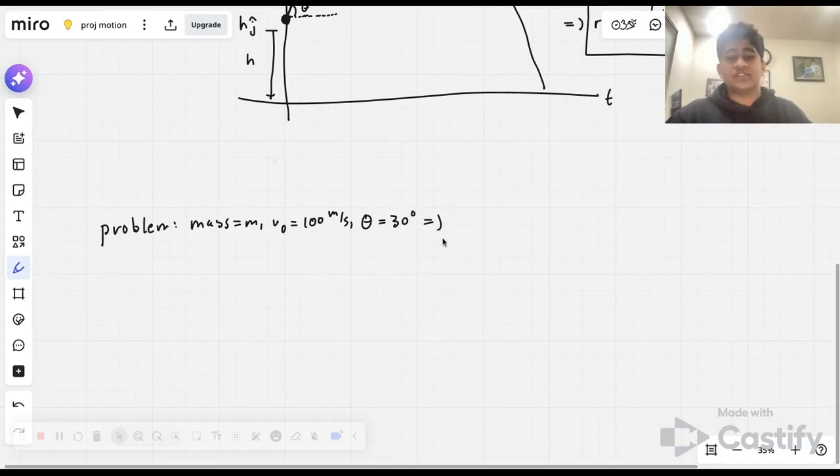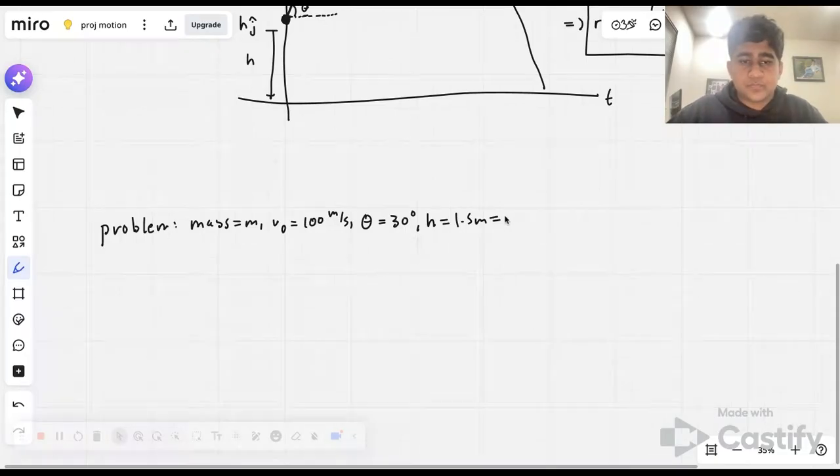And now I want to find some things. First, actually, let's define one more condition. I'll give some initial height above the ground as 1.5 meters. I want to define a couple things now. What is the range of the projectile? And what is the maximum height of the projectile?